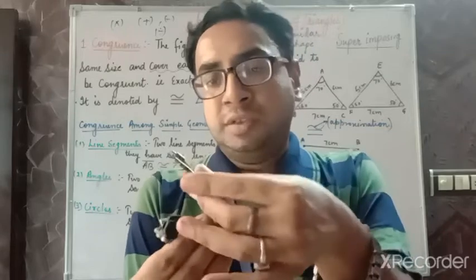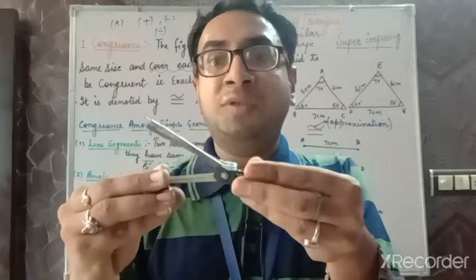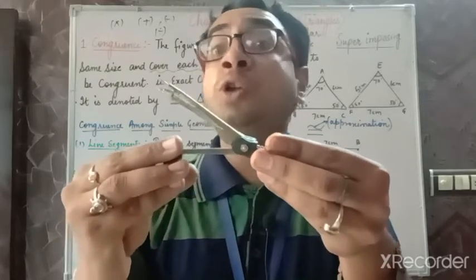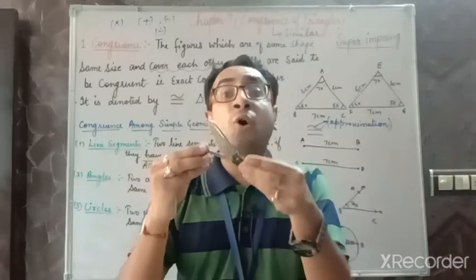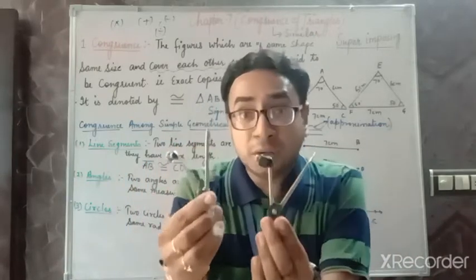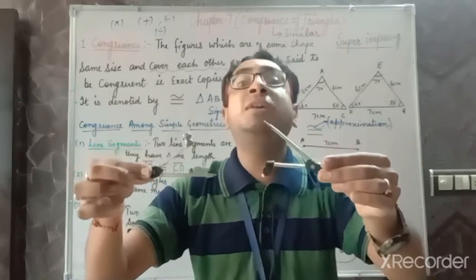If just a bit, superimposing each other, you are not able to see. These two angles are congruent to each other. This way the two angles are congruent to each other. It means the measurement must be the same.